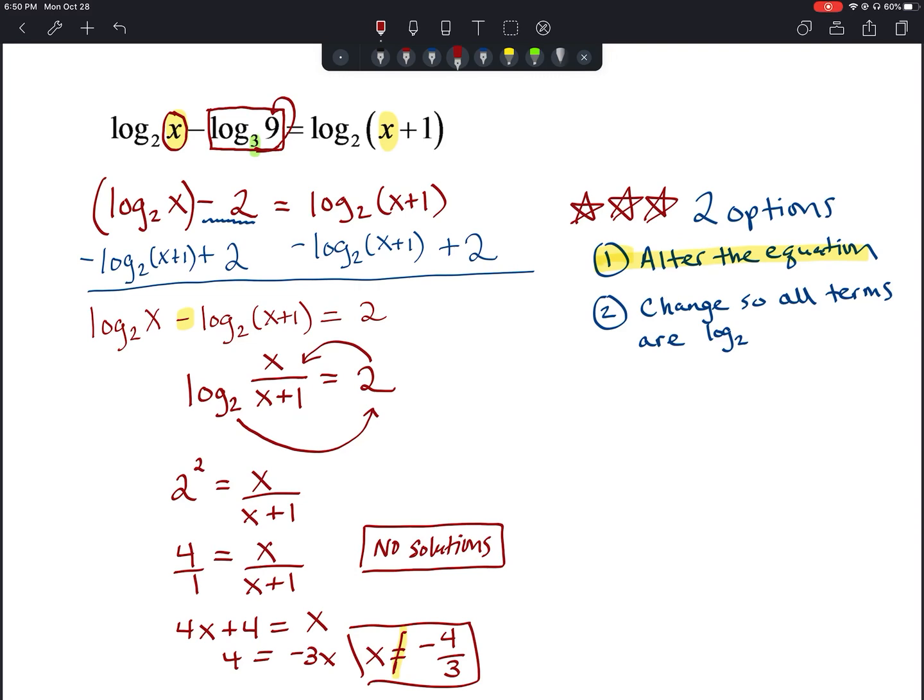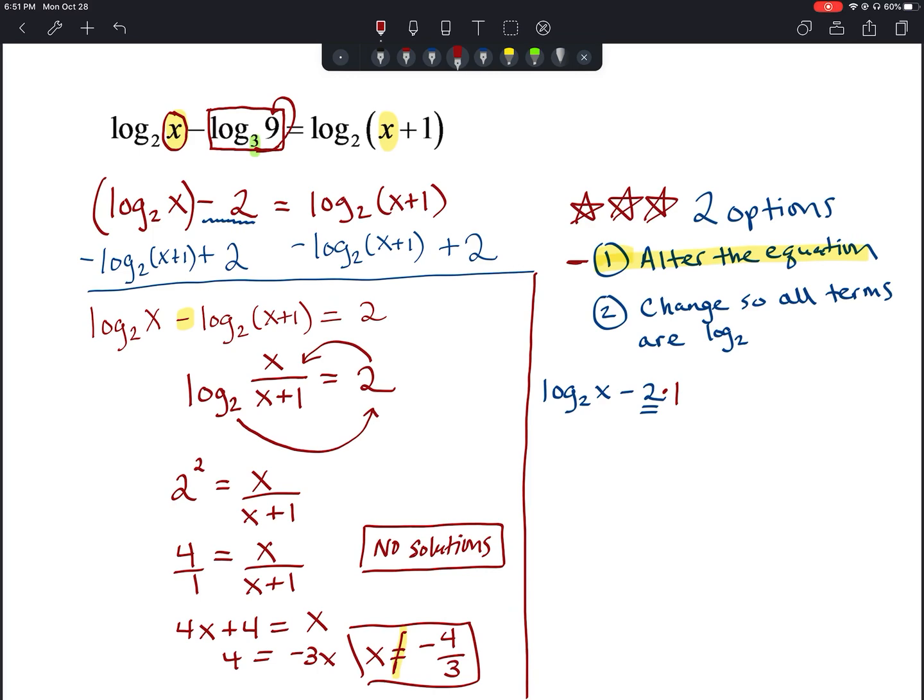Okay, so that's one method for doing it, by altering the equation. I'm going to go ahead and just squeeze in that second method for anybody who's interested. So we could also change, since we had log base 2 of x minus 2, we can alter this minus 2. If we think about it, this is like negative 2 times 1.